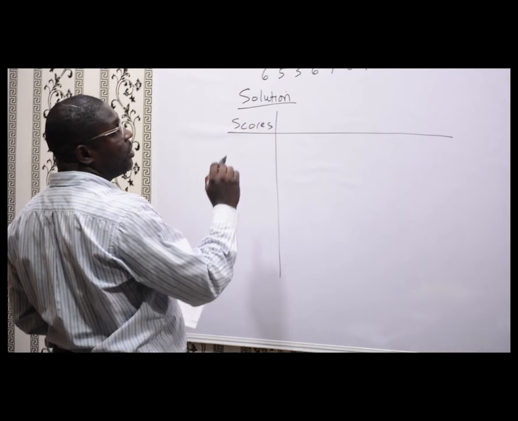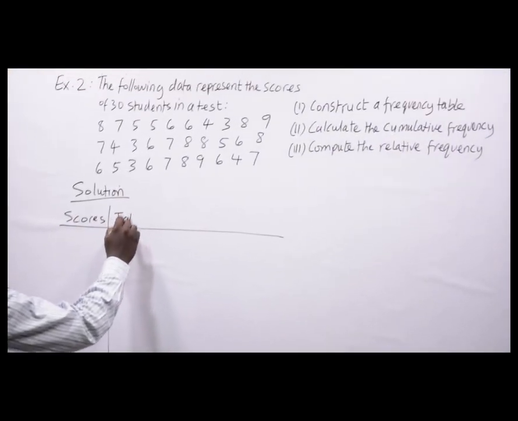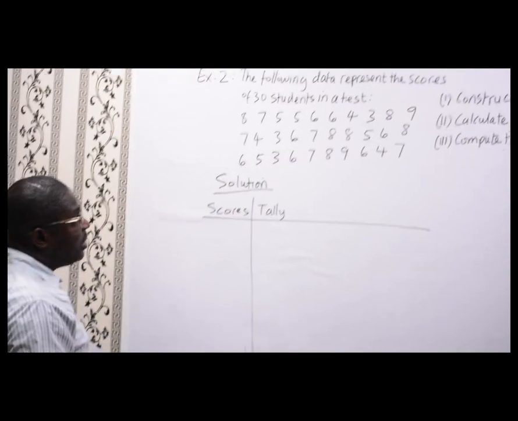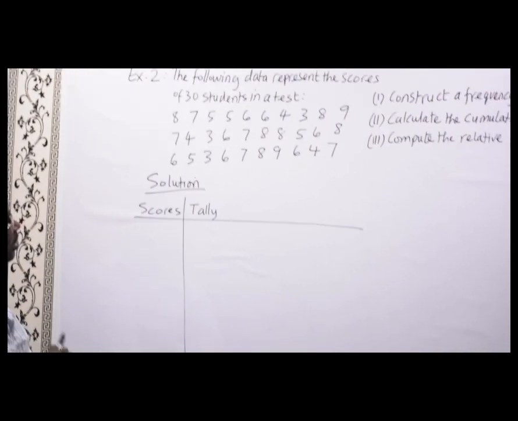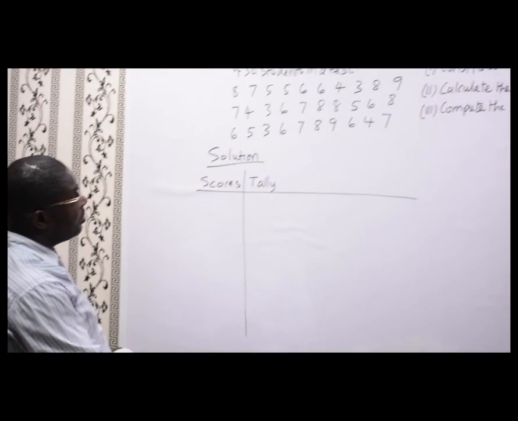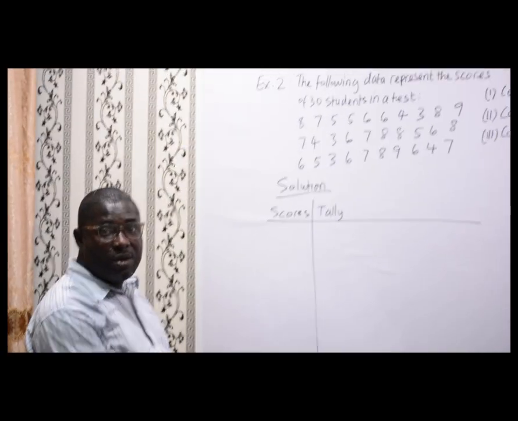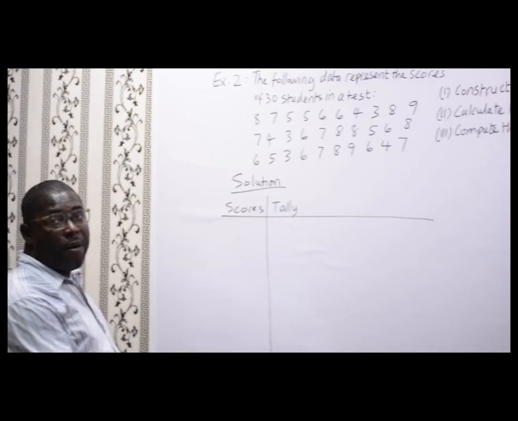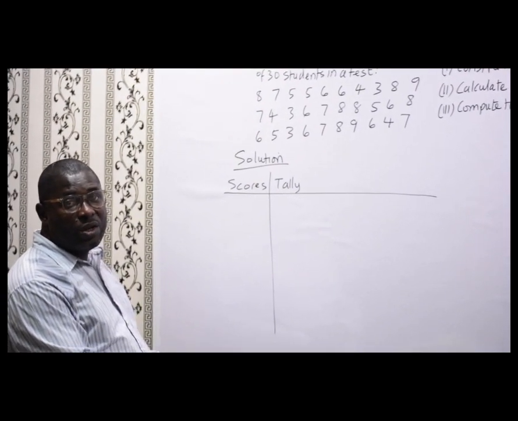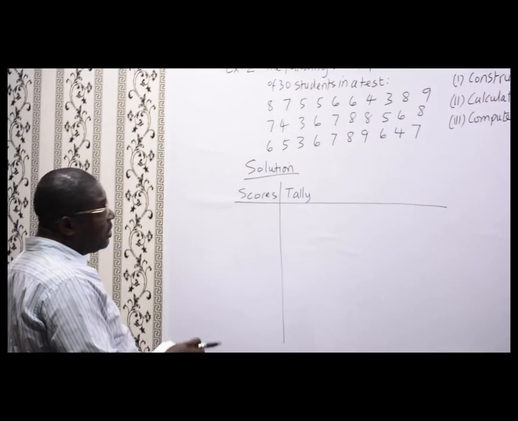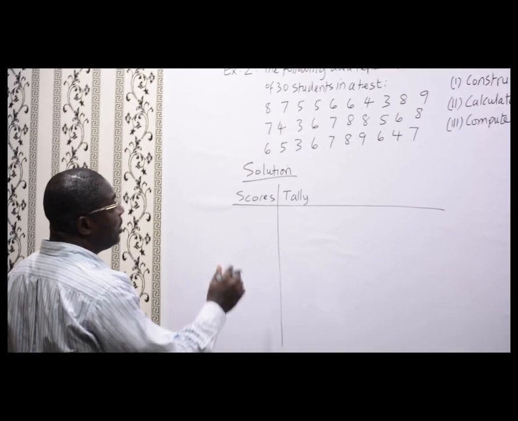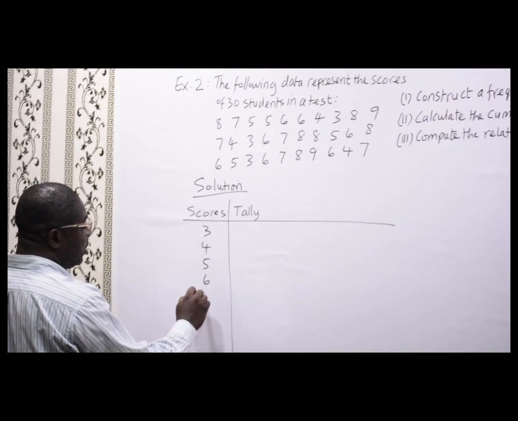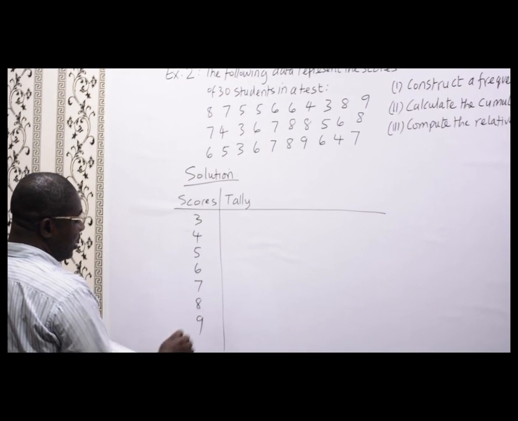Remember what we'll do as we did the last time. We'll have a tally. Let's look at the scores we have. What is the least number we have here? The least score is 3. And what is the highest score? The highest score is 9. So we are saying that all numbers between 3 and 9 are represented. So we have 3, 4, 5, 6, 7, 8, and then 9.